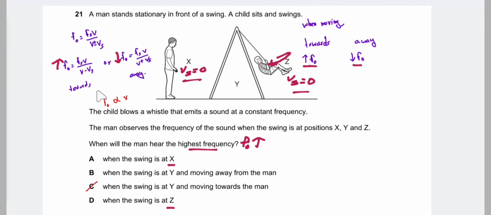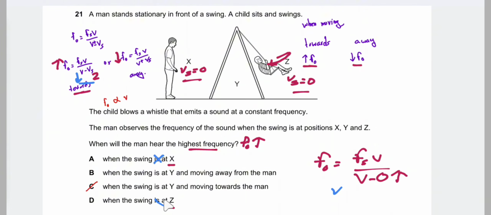Since the velocity of the source is 0 at these points, for the highest frequency the object needs to be moving towards the observer, because when it is moving away, the observed frequency is less, and when it is moving towards, the frequency is the highest. So by using this formula, at point x and z, if Vs is 0, that means it is minus 0, then the denominator value would be more compared to V minus Vs when it has a value, suppose a value of 2. Here V minus 2 has a lesser value, while V minus 0 has a value of V. Since the denominator is less at that point, the observed frequency is more. But when it has a speed of 0, we cannot get the large frequency, therefore these options are wrong.